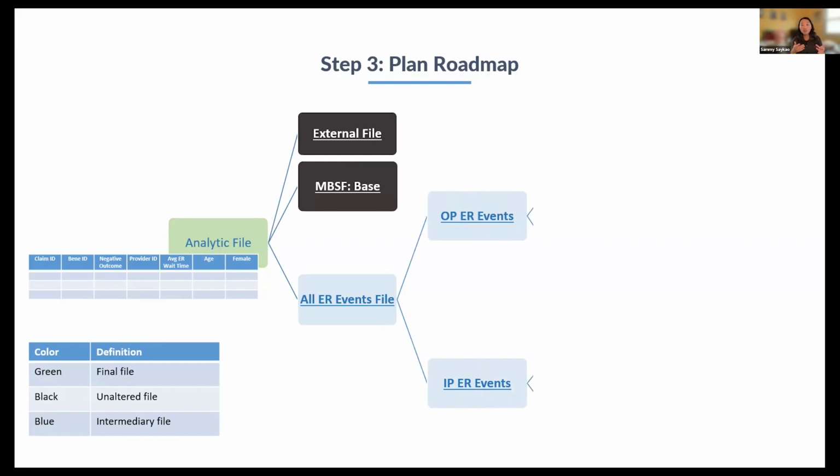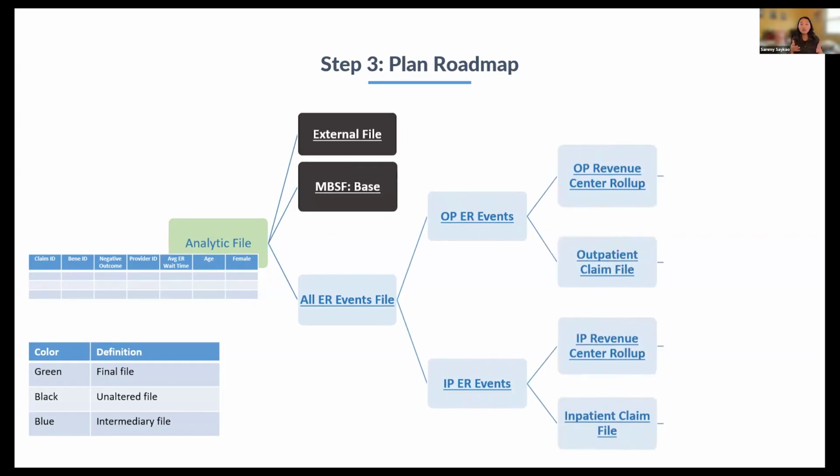We know that we're going to pull data at least from the inpatient and the outpatient. And because those are separate files, I separate those out. Even within the outpatient and inpatient file, we're going to have to work with the claim level or the header segment, and then we'll also have to work with the revenue center file. So that's how those two are split up, both for outpatient and inpatient. You see that I call it inpatient or outpatient revenue center rollup. I'll get into that in a little bit.